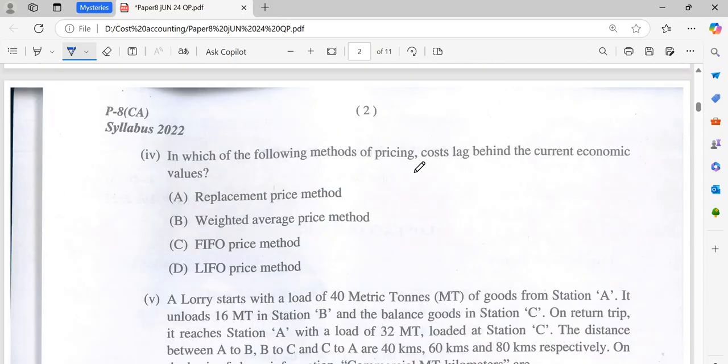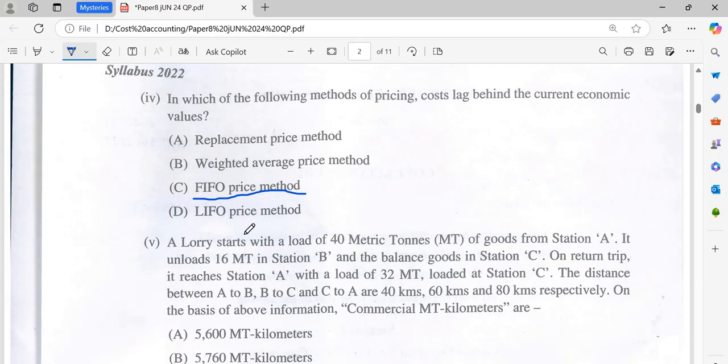In which of the following methods of pricing cost lag behind the current economic value? So which method of pricing they are asking? So if I am taking replacement price method, it will be showing my current price for all my issues. So weighted average also will show more or less approximately, but before we will be taking whatever the quantity we receive first, we are valuing that one. So option C is the right answer.